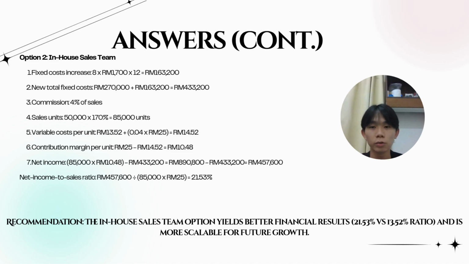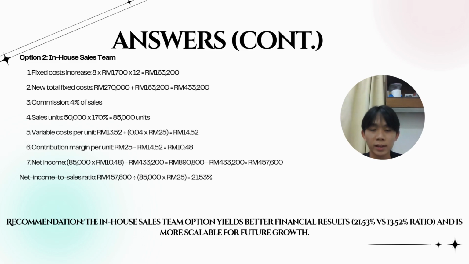So comes to our option 2, which is the in-house sales team. And the first thing is our fixed cost has increased because we have 8 employees, and we times the monthly salary, which is 1,700 ringgit, times 12 months. So we can get 163,200 ringgit. And for our new total fixed cost, 270,000 plus 163,200 ringgit, we can get 433,200 ringgit. And our new commission is 4% of sales, and our sales units are expected to increase 70%.